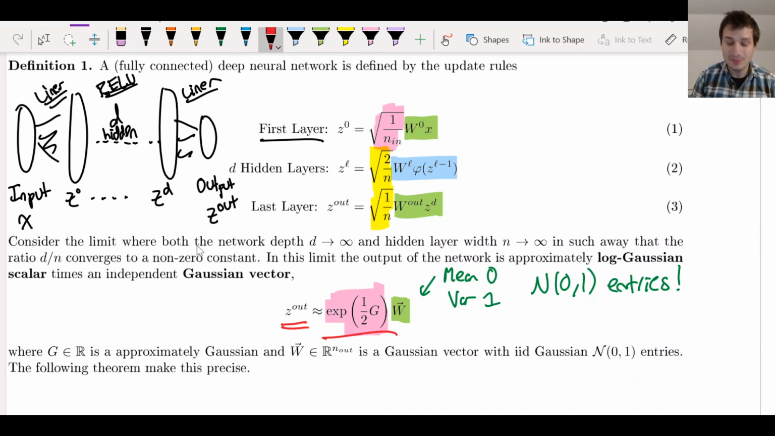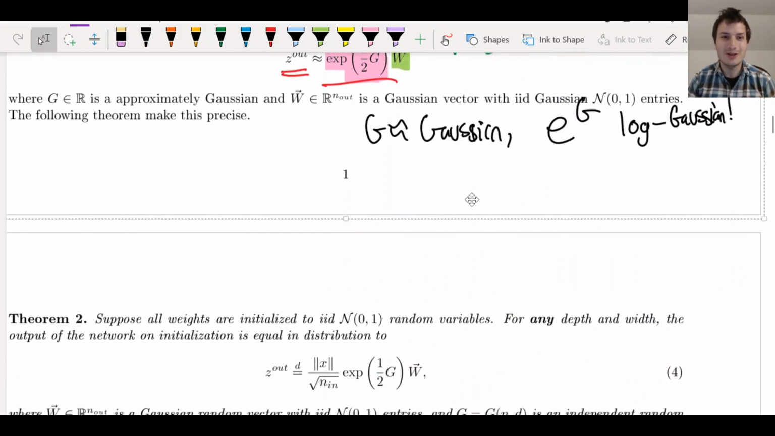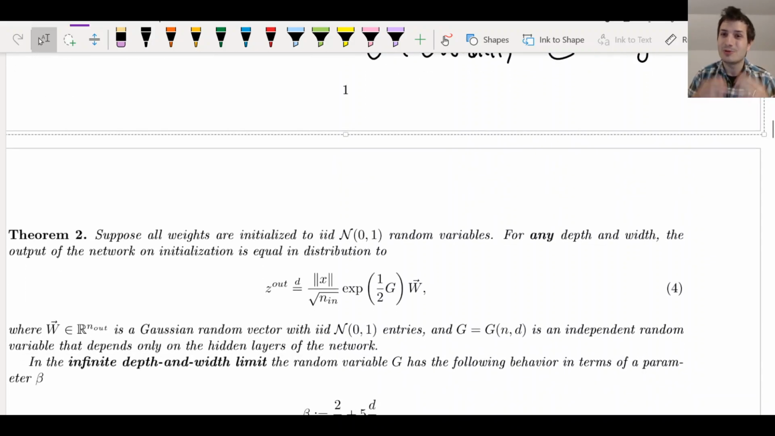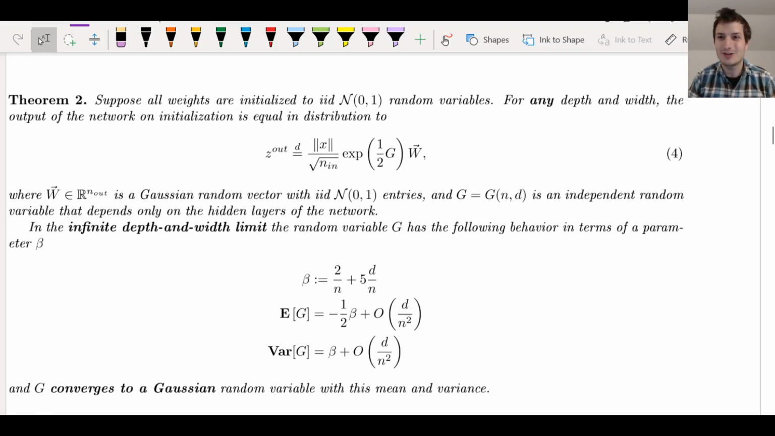So g will be approximately Gaussian, and if g is approximately Gaussian, so it's a Gaussian scalar, then e to the g is a log Gaussian. Some people call that log normal, but I call it log Gaussian. So this is the log Gaussian from the title, and this is the main result we're going to be talking about: the output of the network is a log Gaussian scalar times a Gaussian vector. Okay, so that is the main result sort of in a nutshell, and now we're going to get even more precise. So here is a theorem that puts this all together in precise language that makes the limit actually a precise mathematical statement. Okay, so here's the theorem.